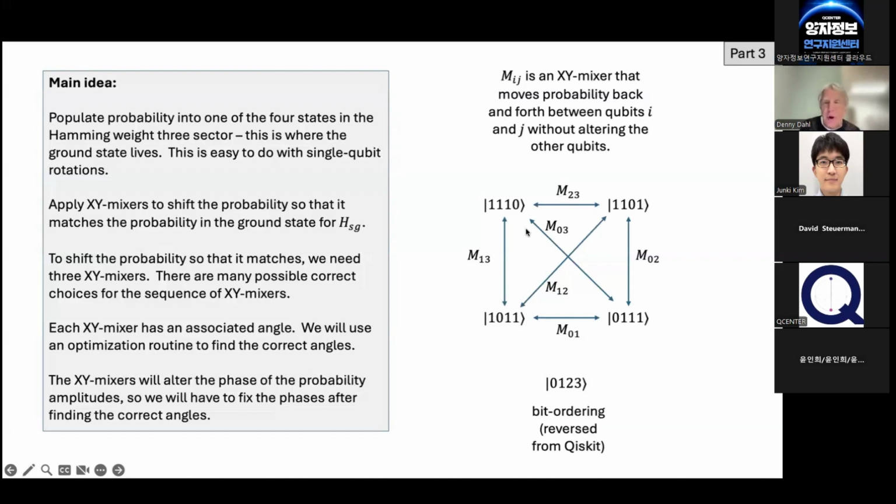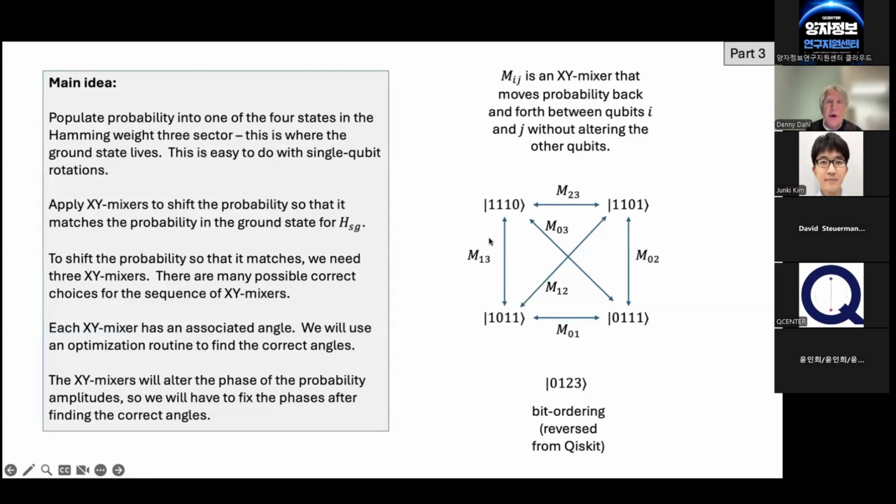And so this little diagram here shows us that the 6 mixer operators each move probability back and forth between a pair of states. So the main idea then is we will start by creating a quantum circuit that initializes us to a state like this, and then we'll use some of these mixer operators to spread our probability from here over to here and here and here. And so this little graph here tells you right away that certain sequences of these mixer operators will actually work correctly and other ones won't.